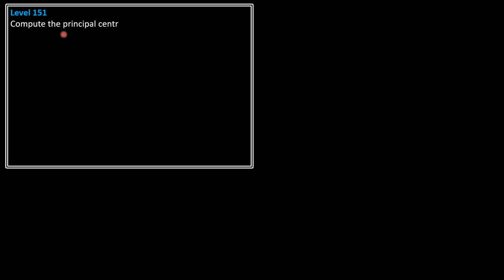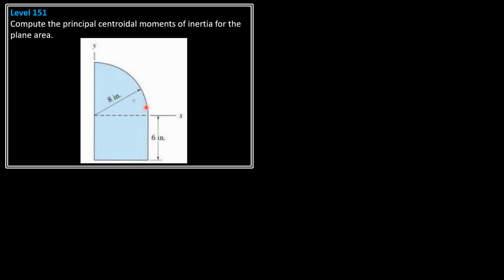Level 151, compute the principal centroidal moments of inertia for the plane area. Here is the plane area. It consists of a quarter circle, 8 inches in radius, and a rectangle, 8 inches base, 6 inches height, but below the x-axis. For our solution, let's compute Ix, which is for the quarter circle, pi r to the fourth over 16. The area, by the way, is pi over 4 times 8 square plus 8 times 6 for the rectangle, to locate barred x and barred y, to locate the centroid. So area is equal to 16 pi plus 48.